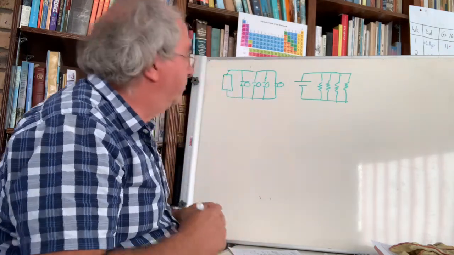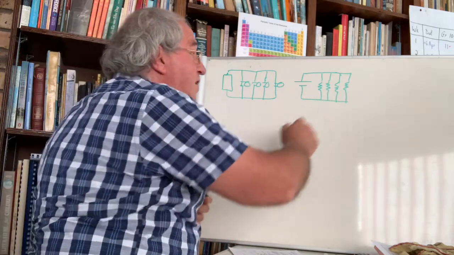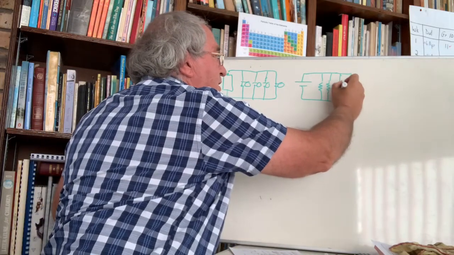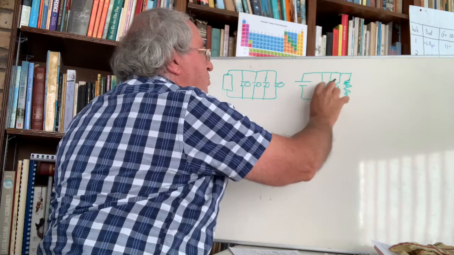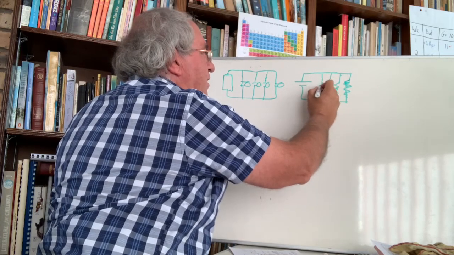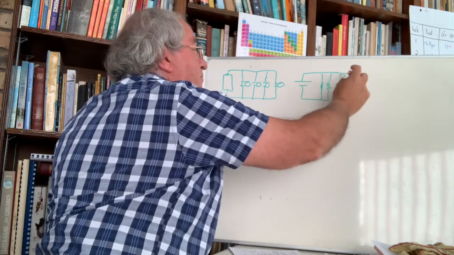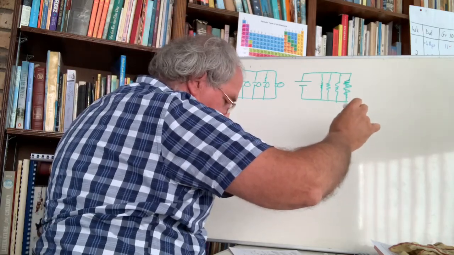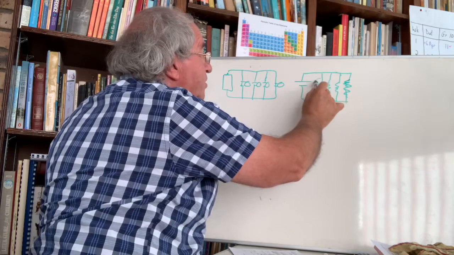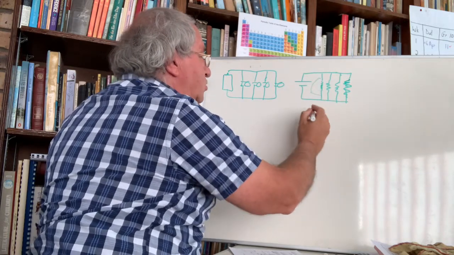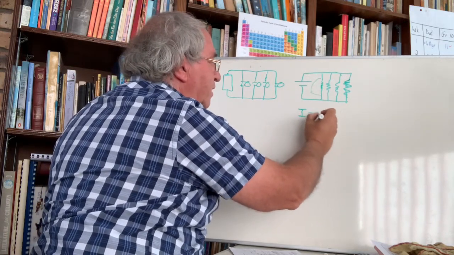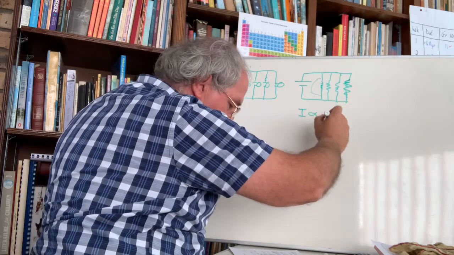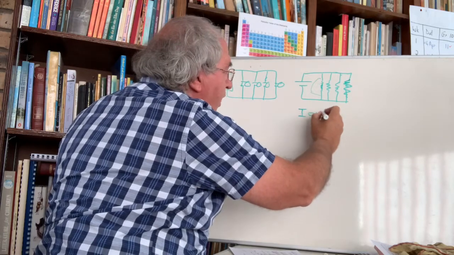The next one, the bigger the resistance, let's say that one is a strong resistor, and this one is a small resistor. The current will be most over this one. So I is proportional to 1/R. The smaller the resistance, the more current.